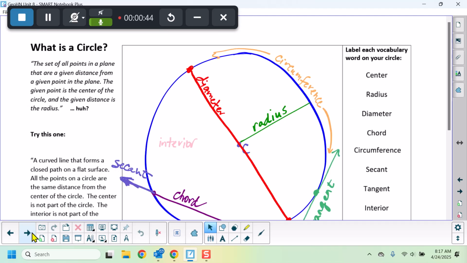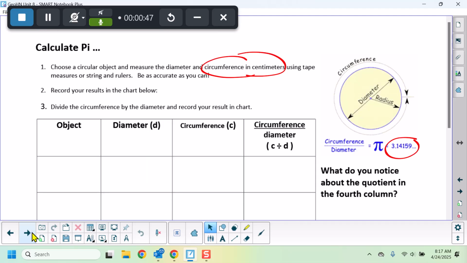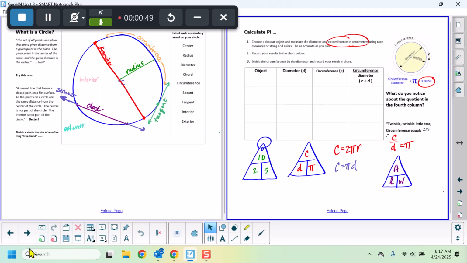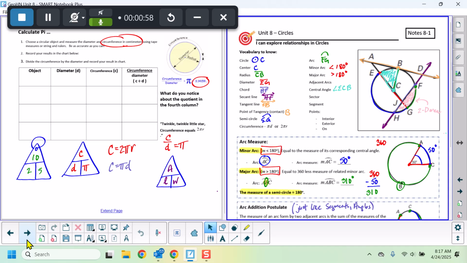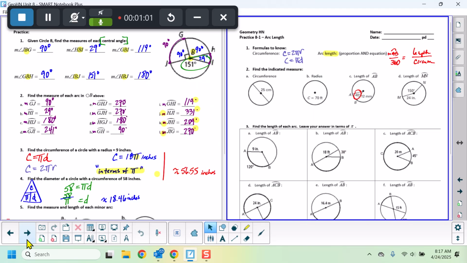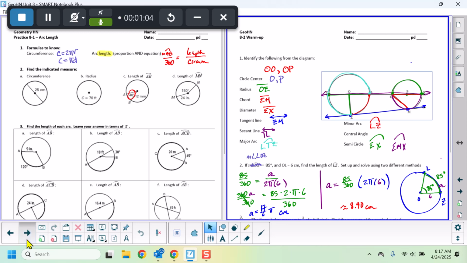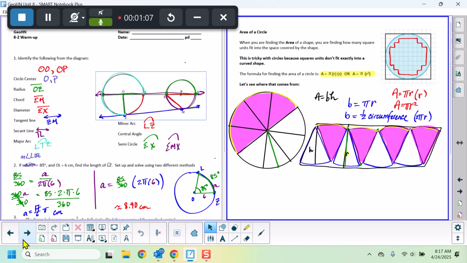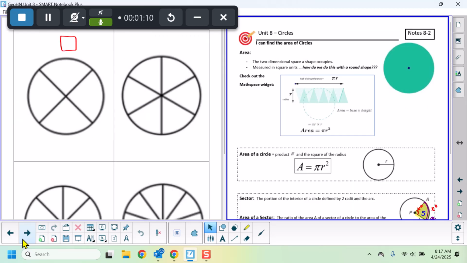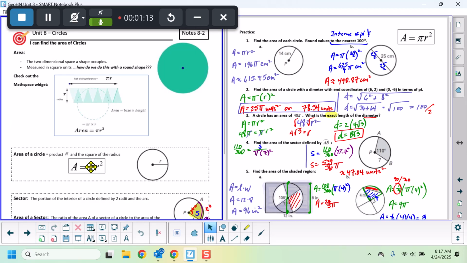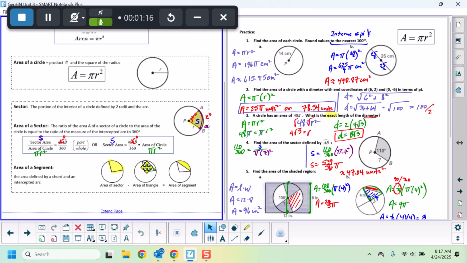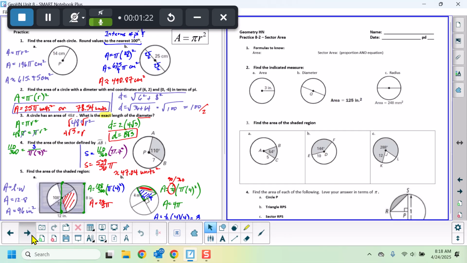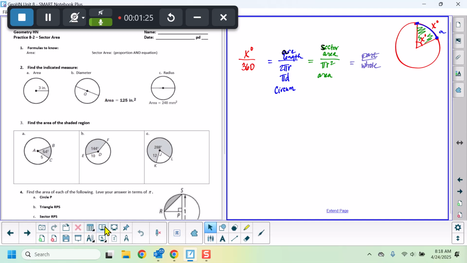When we look through what we've talked about: vocabulary, circumference and figuring out where pi comes from and those relationships, looking at arc length, more vocabulary, practice, sector area, where the area of a circle comes from, and practicing again these conversations about a sector and a segment.